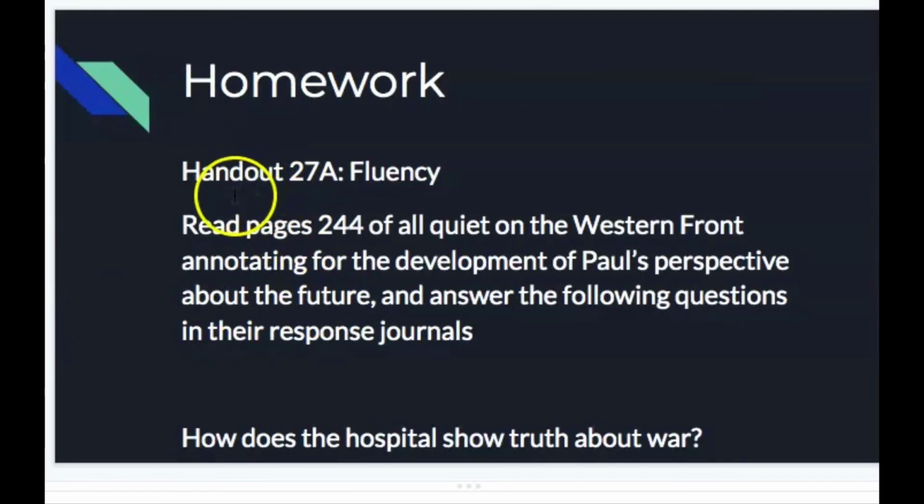For homework tonight, I want you guys to complete handout 27A Fluency and read pages 244 of All Quiet on the Western Front, annotating for the development of Paul's perspective about the future. So in other words, how does he feel about the future? And answer the question in Schoology or in your response journal. Also, how does the hospital show truth about war? That's going to be it for today's lesson.